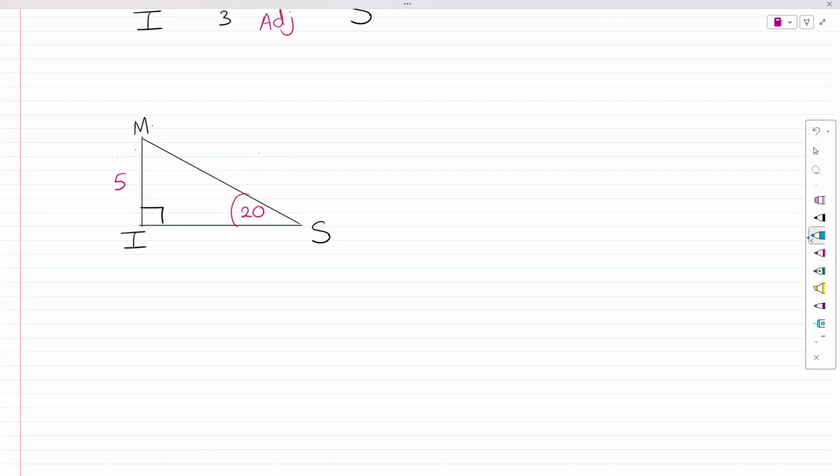Okay, Karuna, you're gonna help me with this question. In terms of 20, where is opposite, hypotenuse, and adjacent? MI is opposite. MS is hypotenuse. And IS is adjacent. Now, guys, this is the rules for 2D trig.